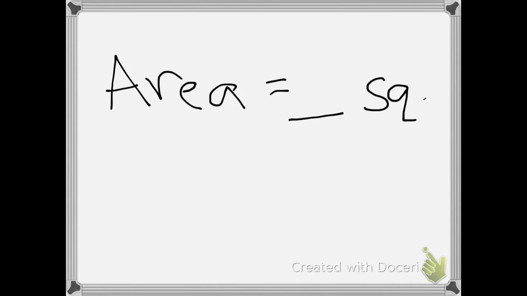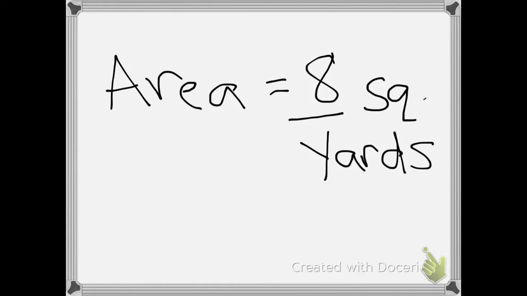So remember, when you're finding the area, if you know the unit you are measuring with, remember to label it blank square and then name the unit. So if I said it was 8 square and I was measuring with yards, I could say 8 square yards. It's always important when you're dealing with area to name the unit.